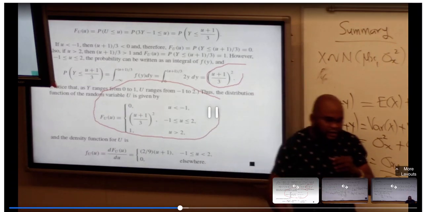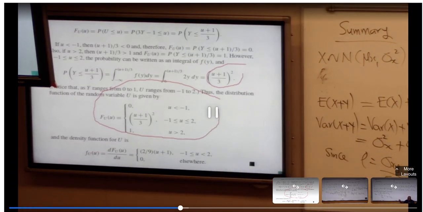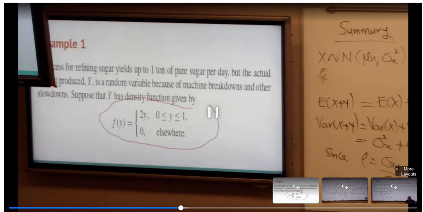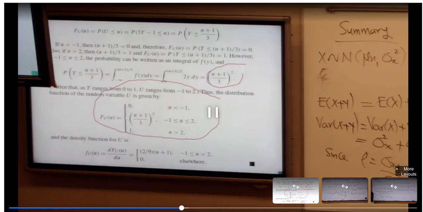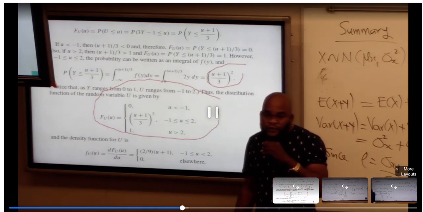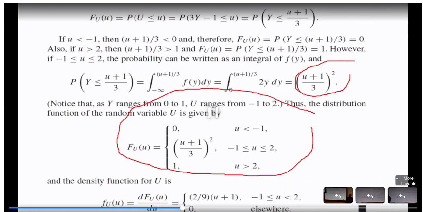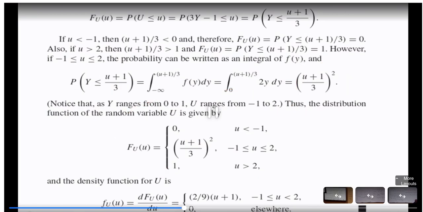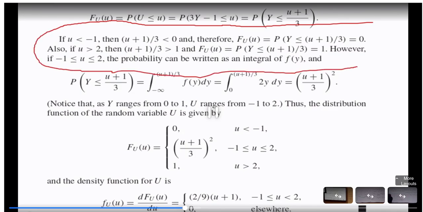Now, there's another thing I need you to pay attention to. Initially, the state space for Y was 0 to 1. But right now, we are no longer working with Y. We are now working with U. Therefore, I need to redefine my state space. That is exactly what I'm doing here.